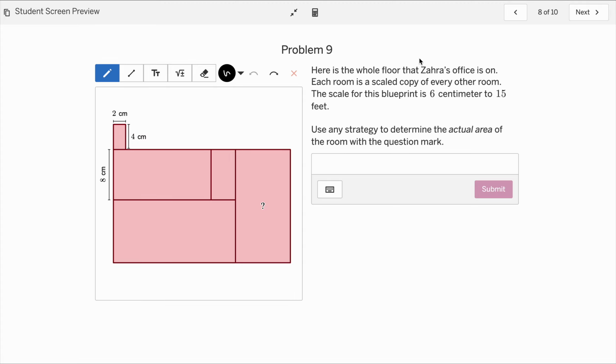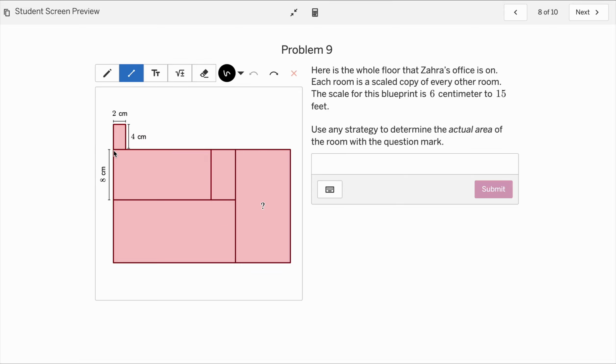So if each room here is a scaled copy of every other room, and the scale for this blueprint is 6 centimeters to 15 feet, let's just focus on the centimeters here. So this part right here is 2 centimeters to 4 centimeters, and we know that this is 8 centimeters. Well, if we were to turn this rectangle to its side and scale it up, we know that 2 times what is 8? 4. So our scale factor is going to be 4. So 2 times 4 is 8. 4 times 4 is 16.